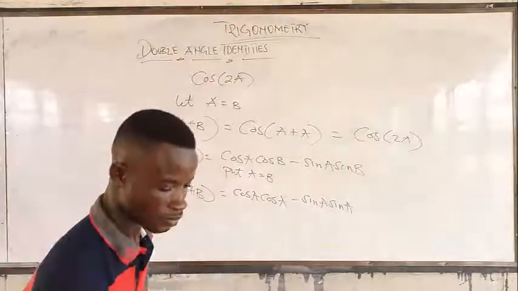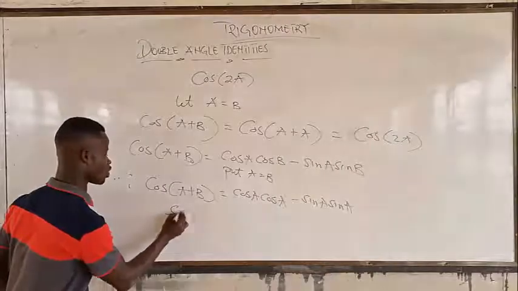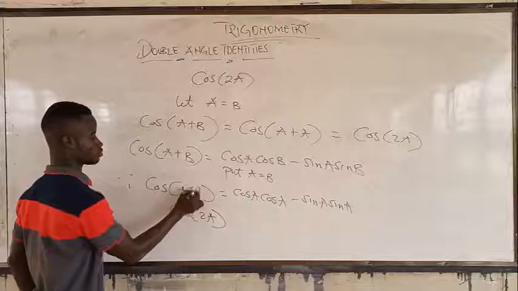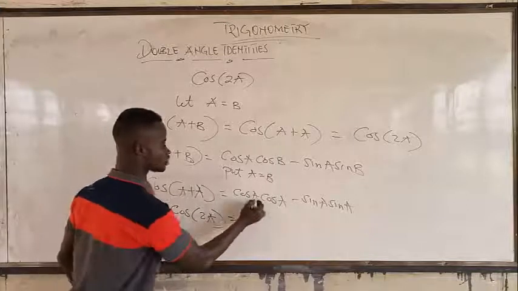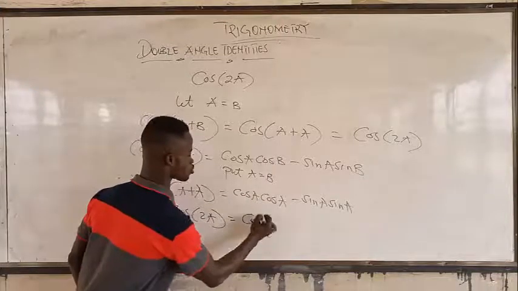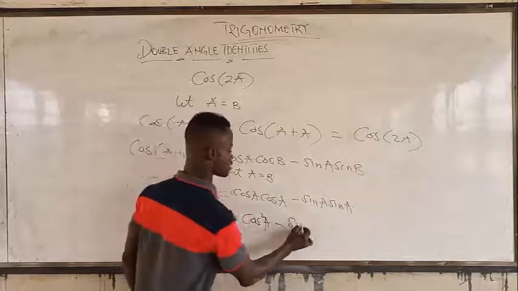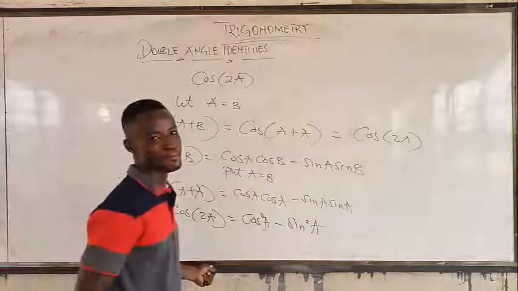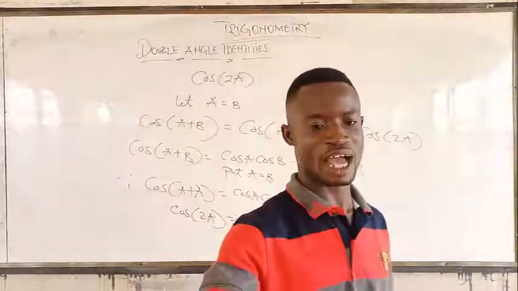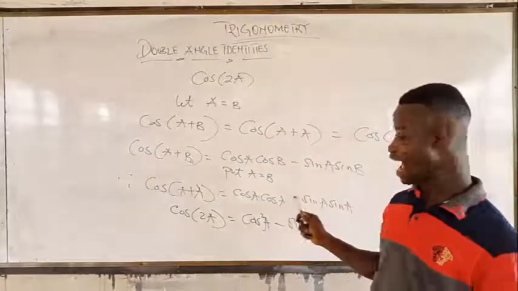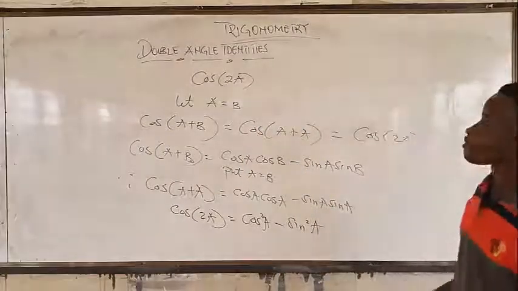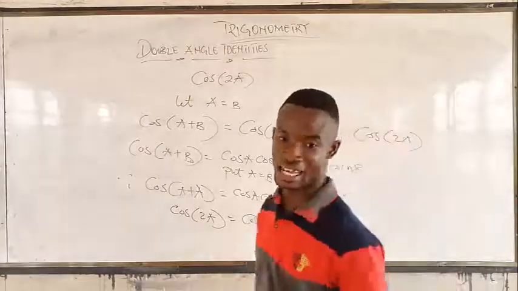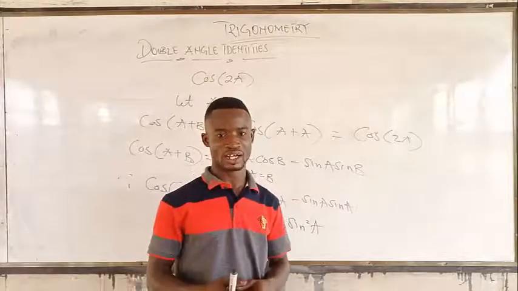This is going to give you cos 2A, which is equal to cos square A minus sin square A. Very good. So this becomes our first identity for a double angle.